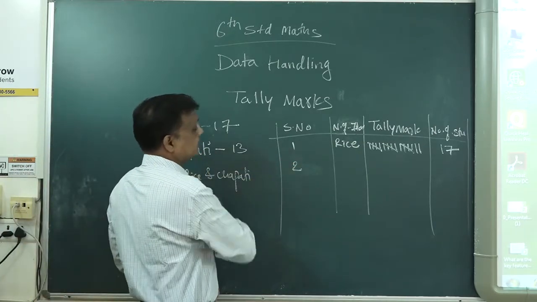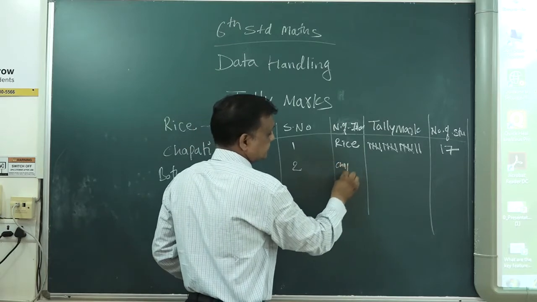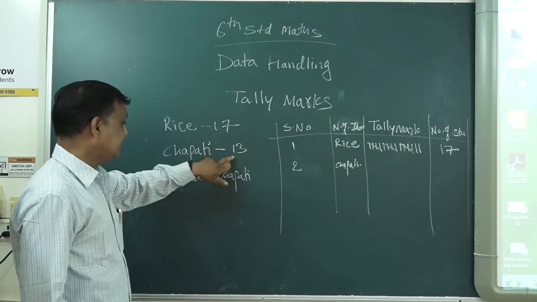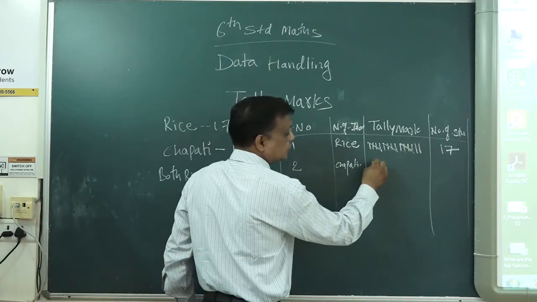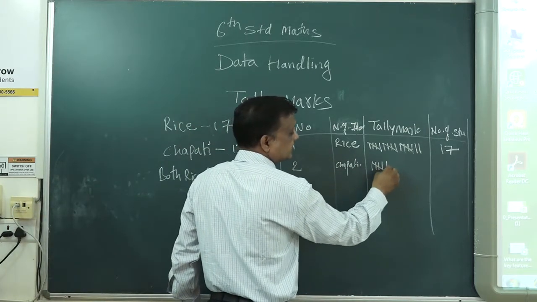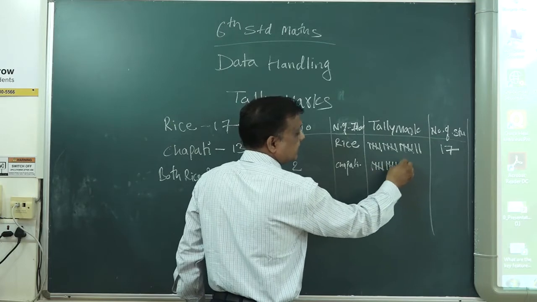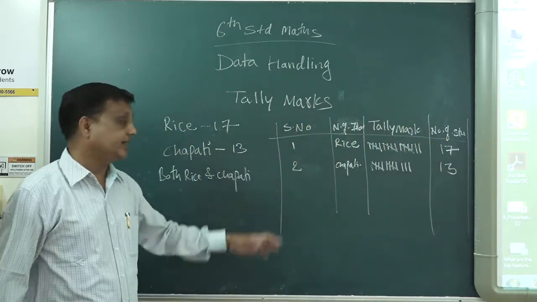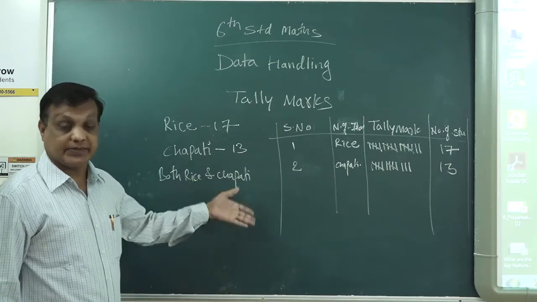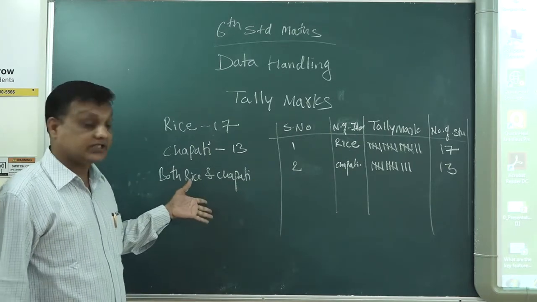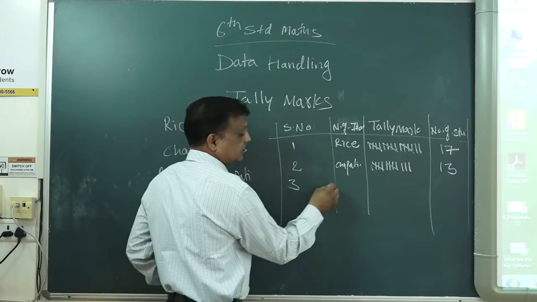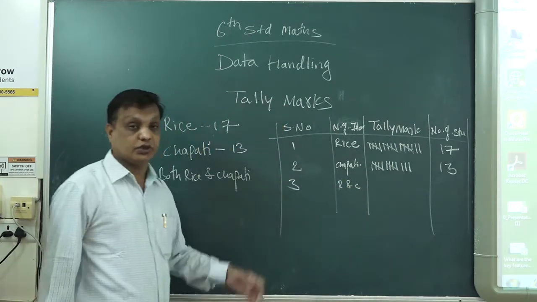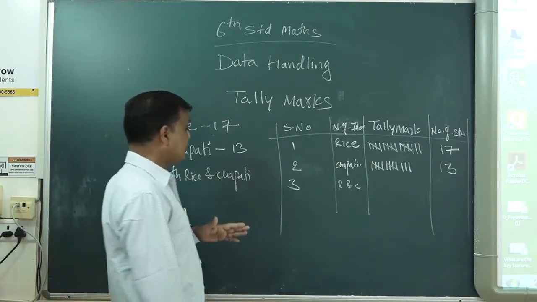Now what is the second serial number? Chapati. Now how many chapati? Chapati 30. So 1, 2, 3, 4, 5, 6, 7, 8, 9, 10, 11, 12, 13. And here the number is 30. Now the third one is what? Both rice and chapati, the students who eat both rice and chapati. So that is the third one, and I have written rice and chapati in a shortcut so it becomes easy. Now how many students are there?